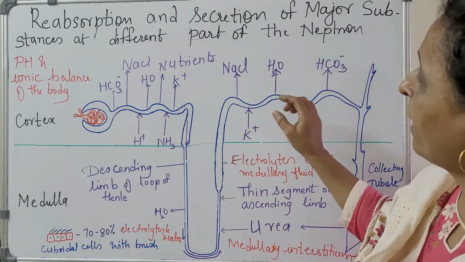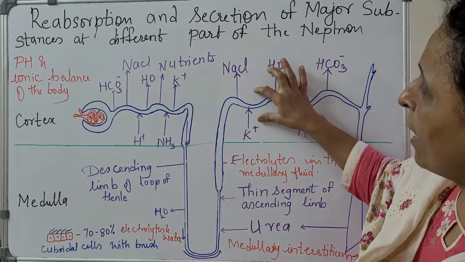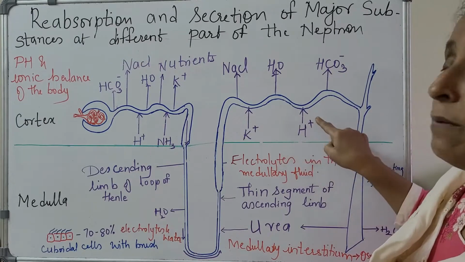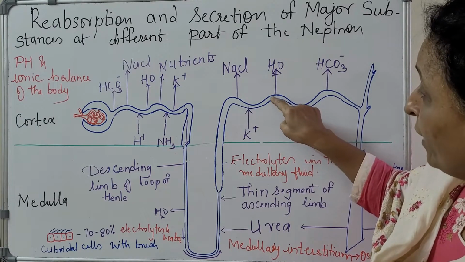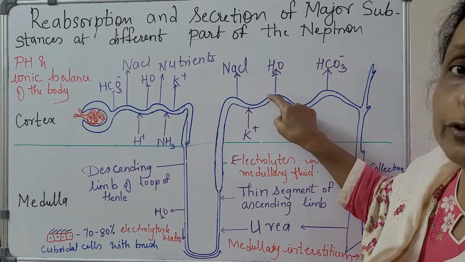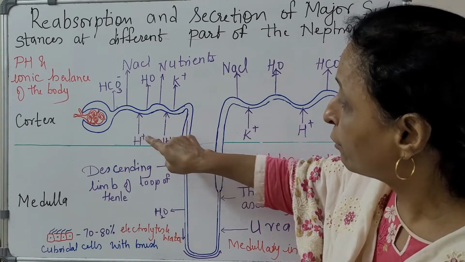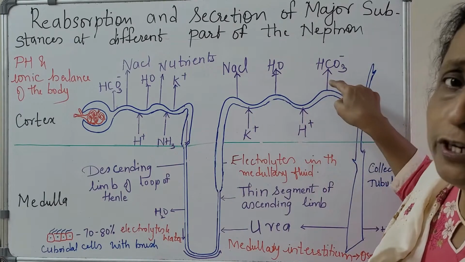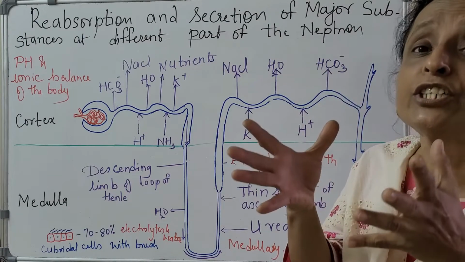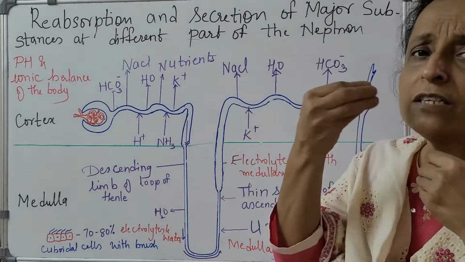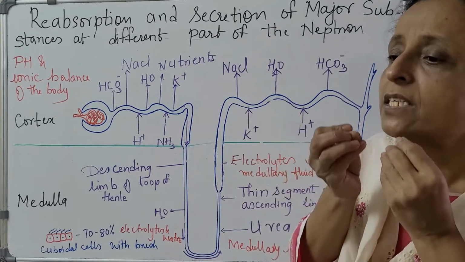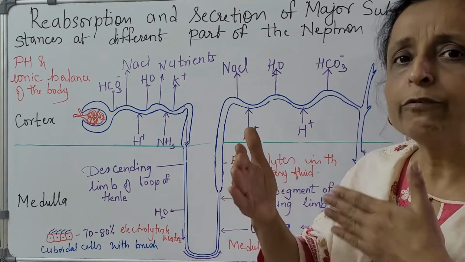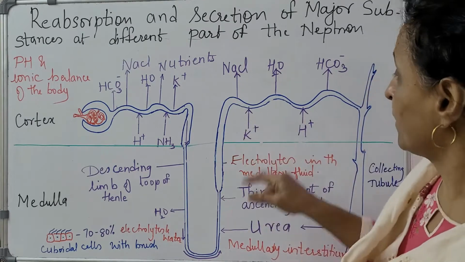Now here again the pH and the ionic balance of the body fluid has to be maintained. Secretion of potassium, hydrogen, and ammonia will take place here in the distal convoluted tubule. Your secretion is not something like how you secrete an enzyme. The secretion is of the ions. Ionic balance is very important for the exchange of the ions.